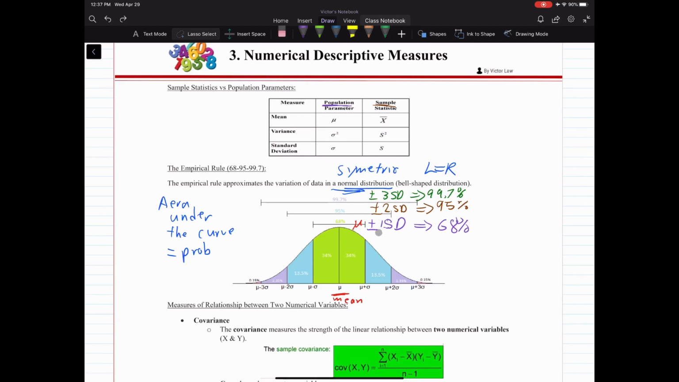68 represents mean plus minus one standard deviation. So if we take the mean plus minus one standard deviation, we have 68% of the data. If we take mean plus minus two standard deviations, then we have 95% of the data set. So the area under the curve for mean plus minus two standard deviations is 95%. The last one is the mean plus minus three standard deviations. We have 99.7%. And that's what the empirical rule tells us for a normal distribution bell curve.